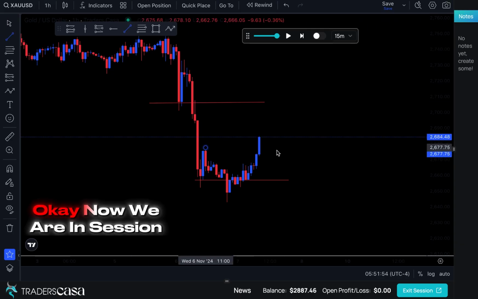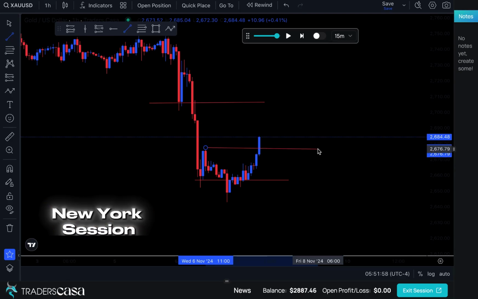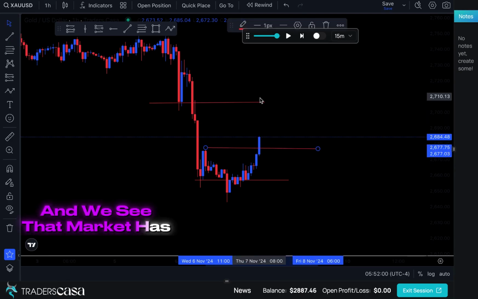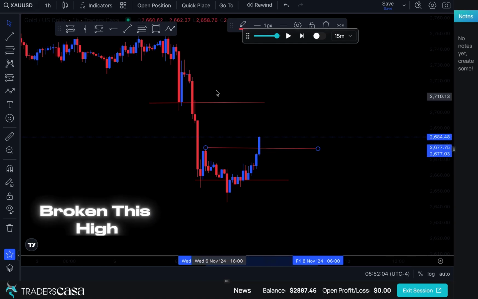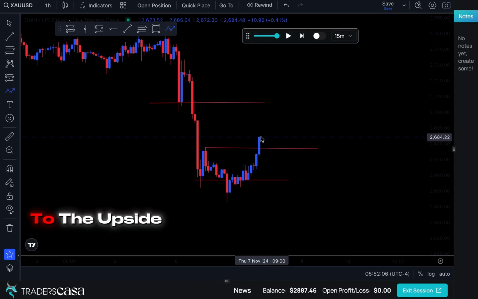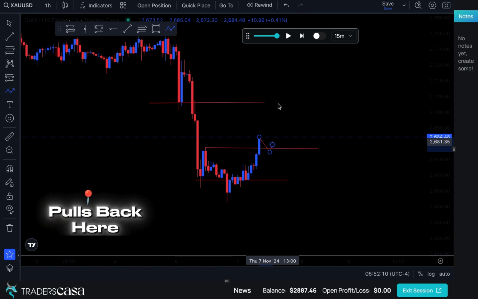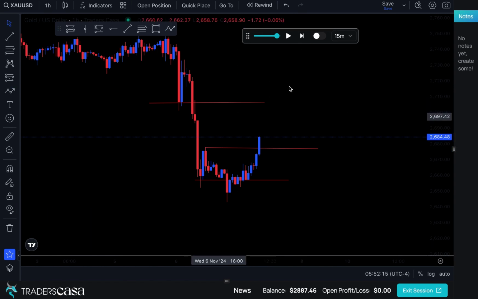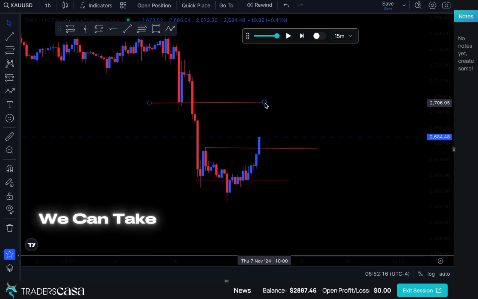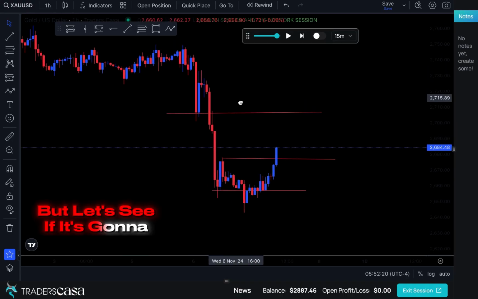Okay, now we are in session timing. This is 8 o'clock New York session, and we see that market has broken this high, right? Recently it has broken this high. So we could take this trade to the upside if market does what? Pulls back here. If market comes back down to this zone, close above, then we can take it to the upside. But let's see if it's going to do that.